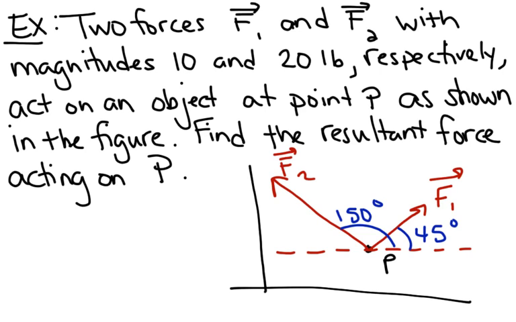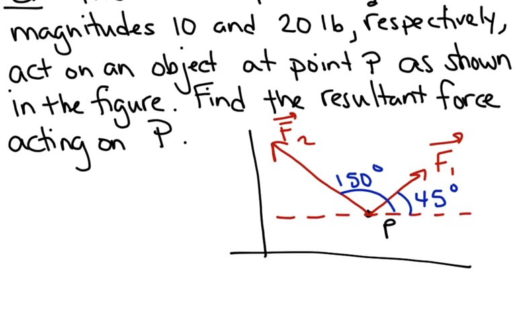If several forces are acting on an object, the resultant force experienced by the object is the sum of the vectors of these forces. So in this next example, two forces, F1 and F2, with magnitudes 10 and 20 pounds respectively, act on an object at point P. Find the resultant force on P. I need to write the component form for each of these forces. The resultant force will be the sum of them.